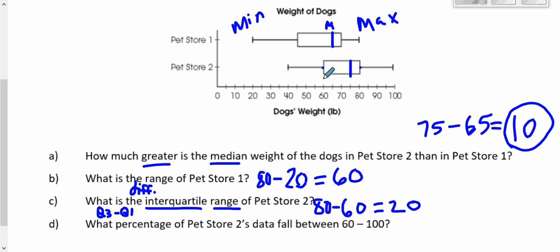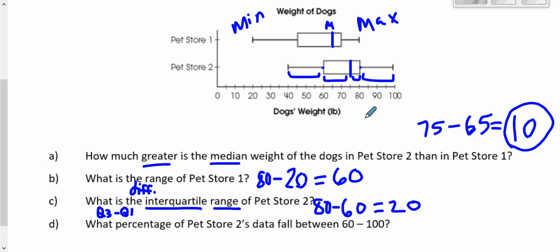Okay? Now we're looking at what percentage of Pet Store 2's data fall between 60 and 100. So we know that on a box and whisker plot, we have how many sections here? We have 1, 2, 3, and 4.